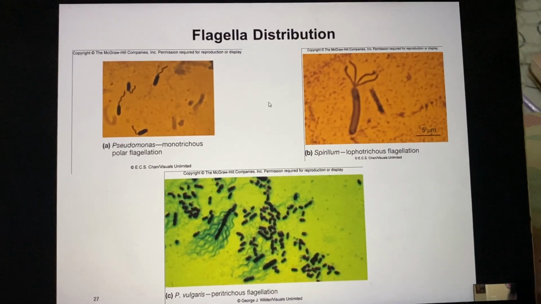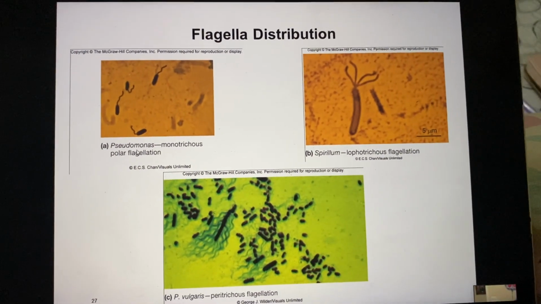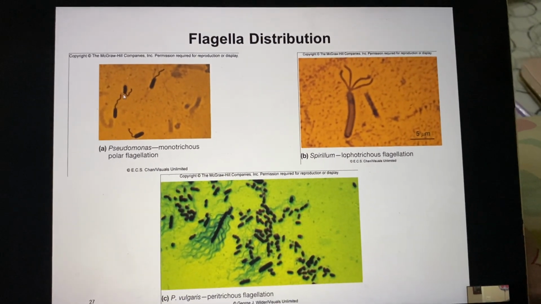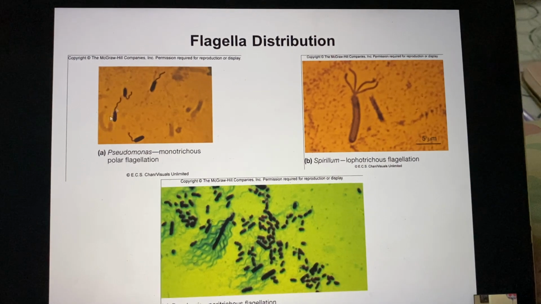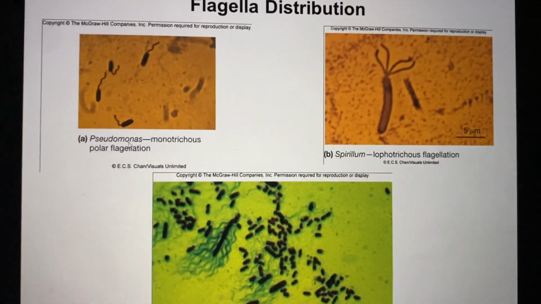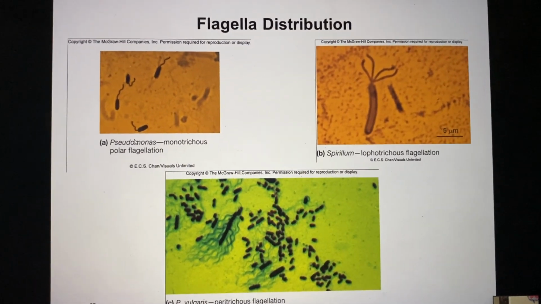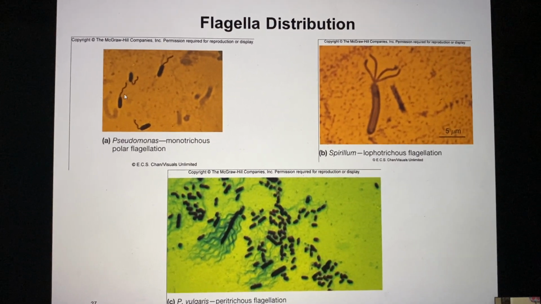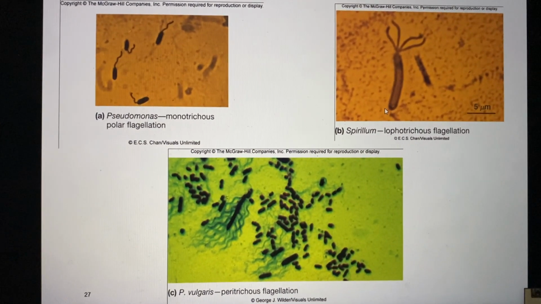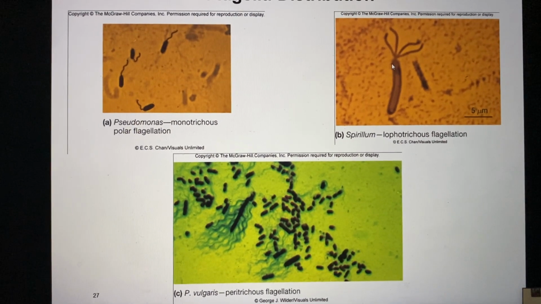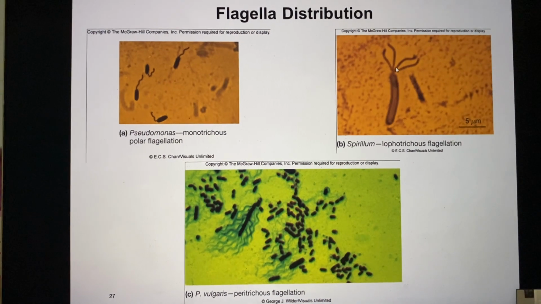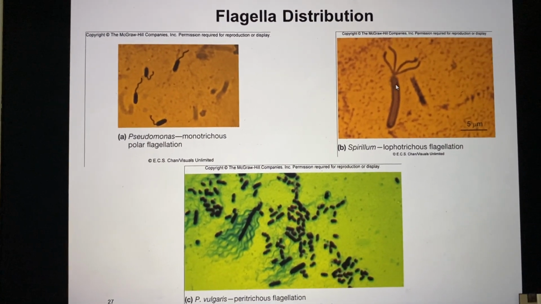So here is the flagellar distribution kind of a picture for you, where this is Pseudomonas. You're familiar with Pseudomonas. It is monotrichous, and it has a polar flagellation. So there's one pole, one flagellum at the pole. We know Pseudomonas is very, very motile, and yet it has only one flagellum, which propels it into a liquid space very, very fast. Spirillum are the bacteria that have lophotrichous flagellation. There they have a bunch of flagella coming from one end of the rod here.